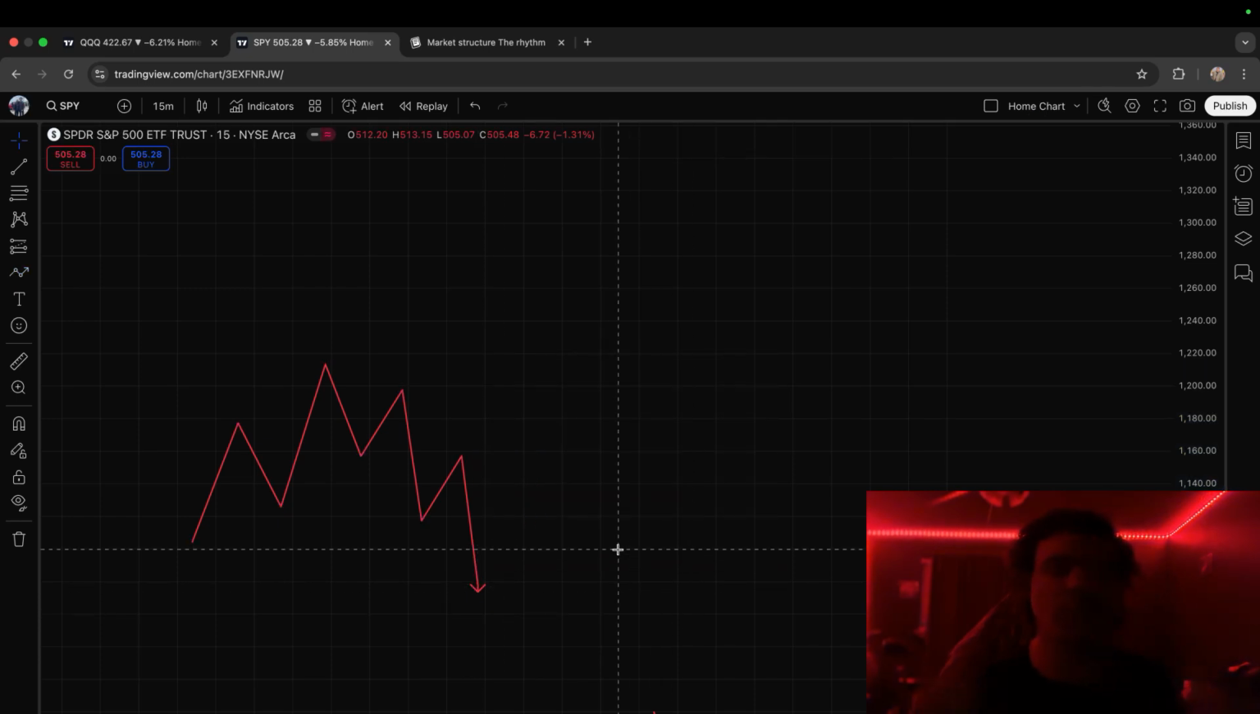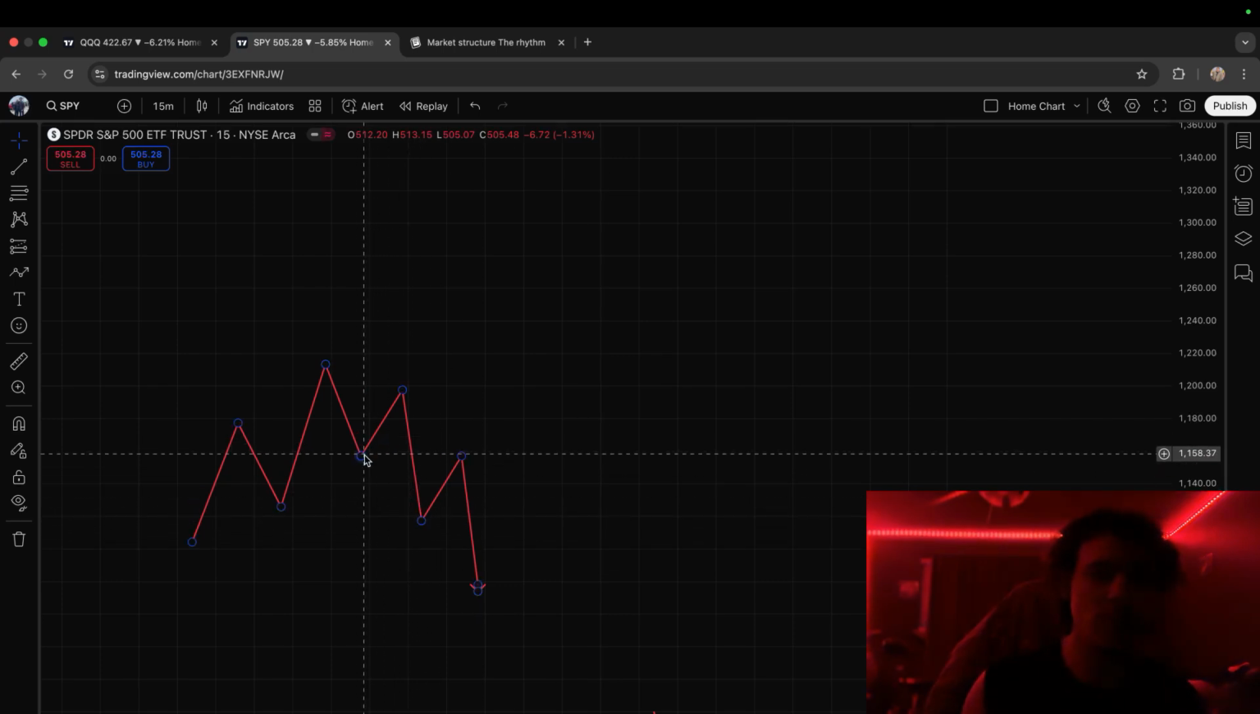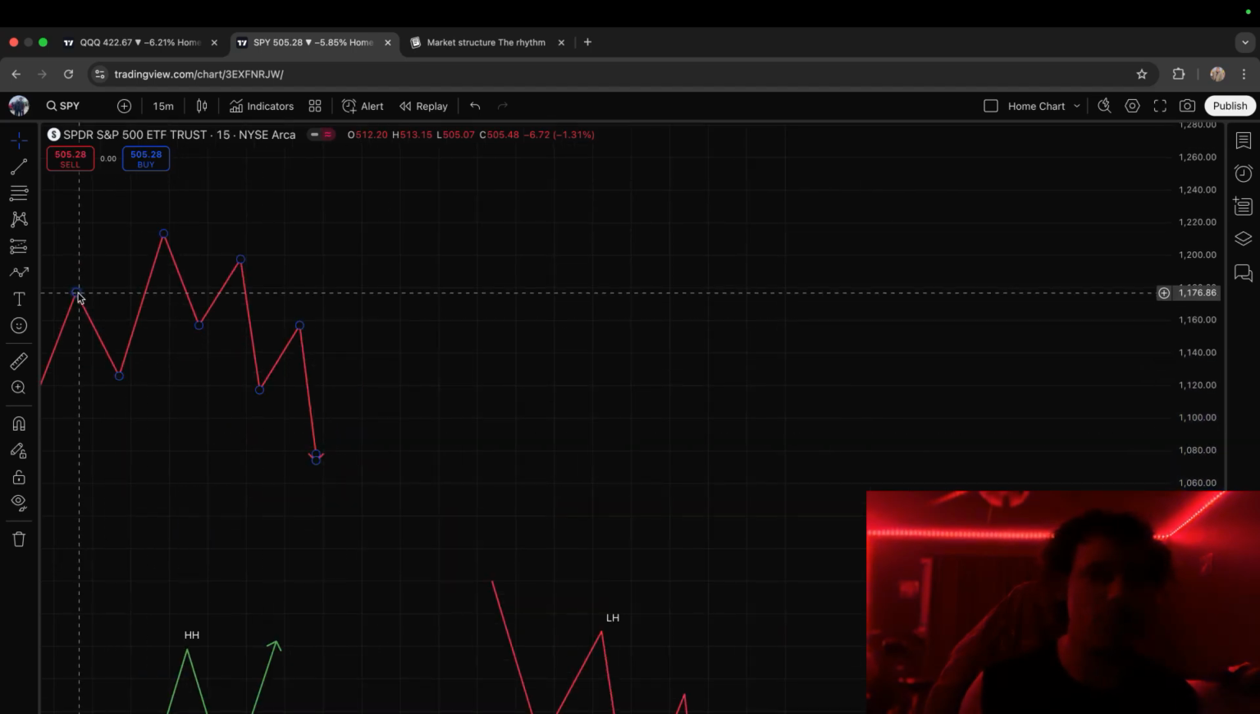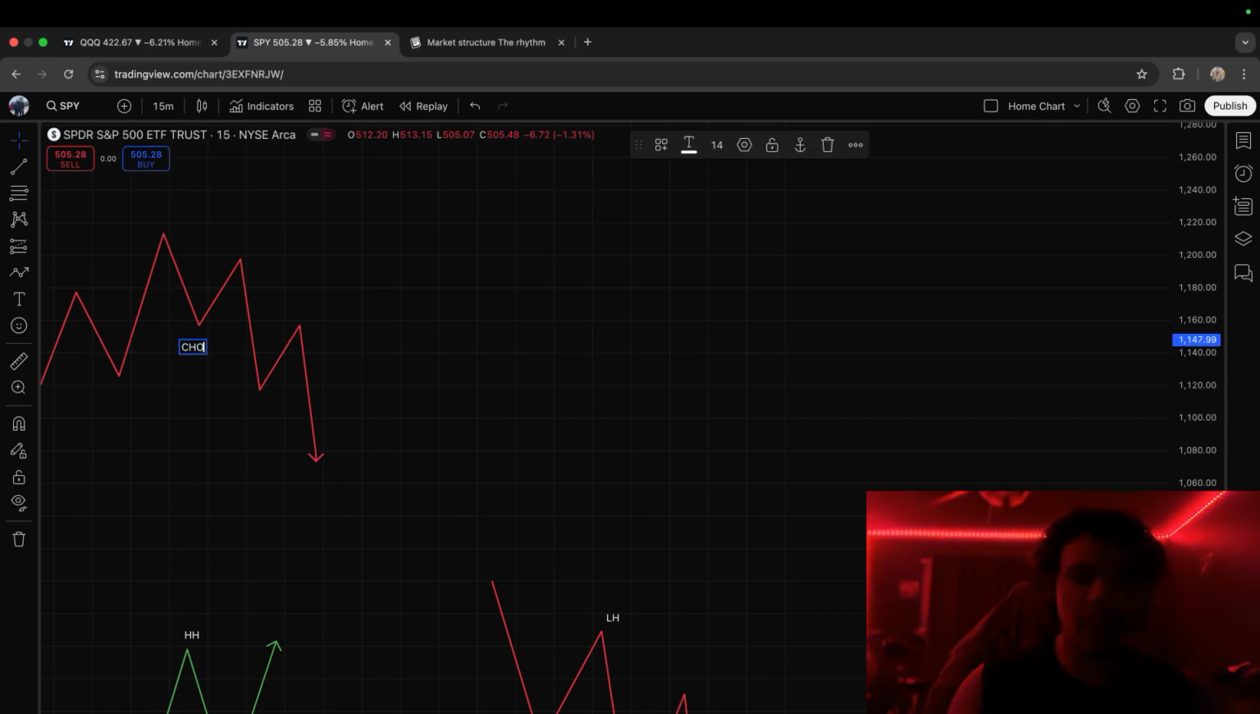In an uptrend, we create higher highs, higher lows. Well, in this example, we created a lower high and then ultimately created a lower low. So after you break this last swing, this last higher low swing, that will give you a change of character, okay?